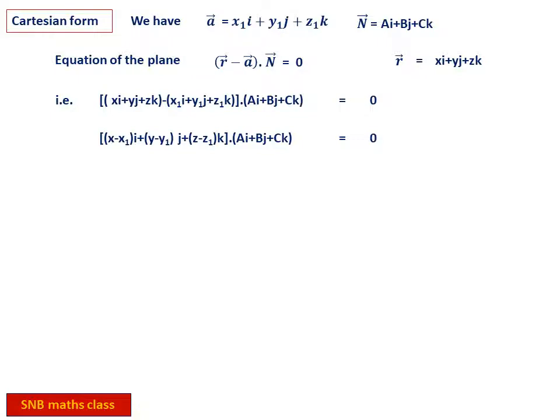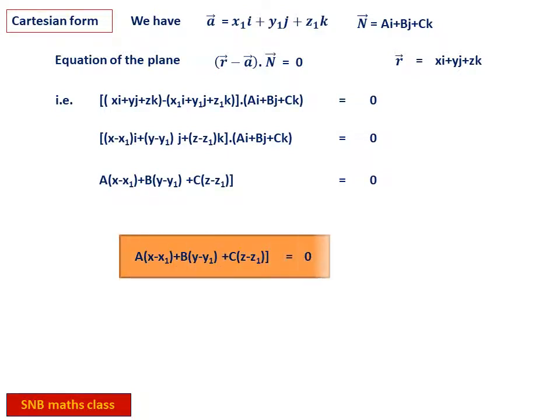Now dot product, you know the formula. Therefore when you simplify, you get i component x minus x1 into i component of the second vector. Similarly, y minus y1, that is j component, b is j component, therefore b into (y minus y1). Similarly, c into (z minus z1), that is k component, and that will be equal to 0. This is the Cartesian form of the equation. So first one is vector form, second one is Cartesian form. This is case 2.